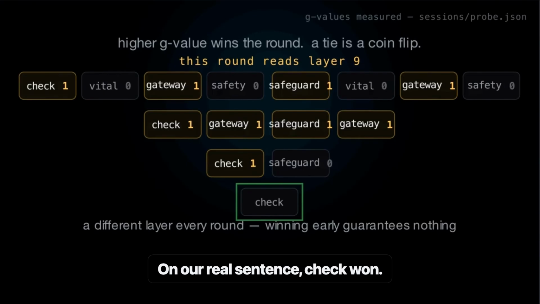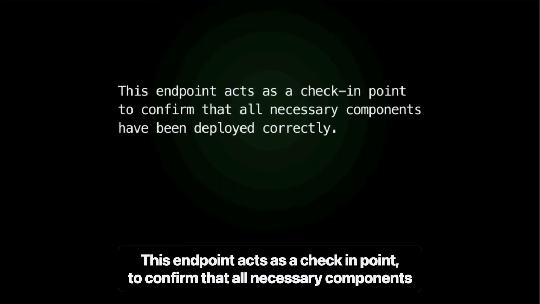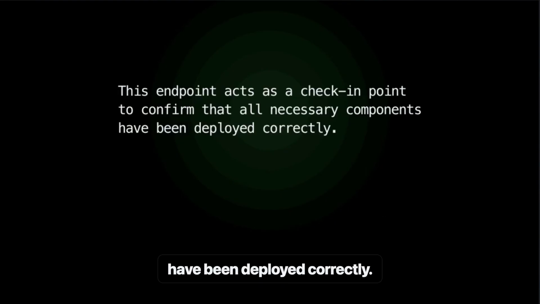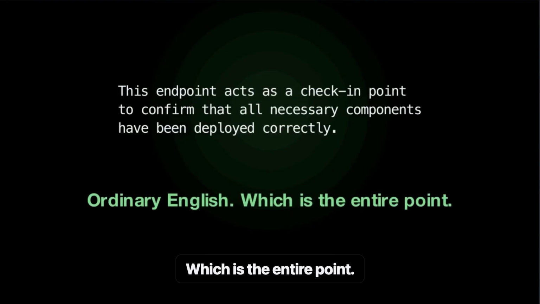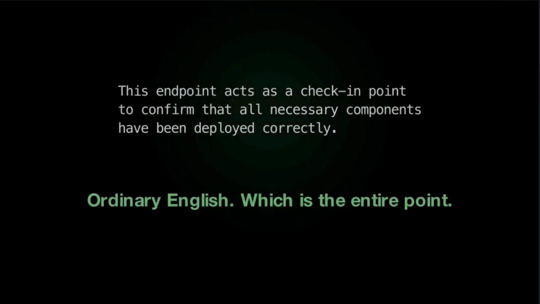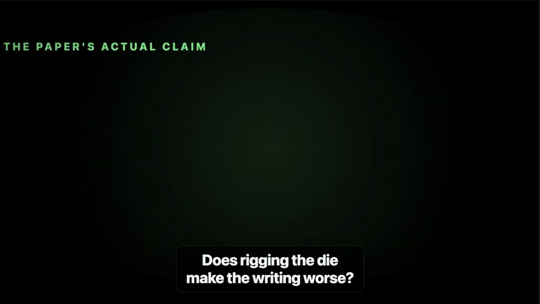On our real sentence, check 1: "this endpoint acts as a check-in point to confirm that all necessary components have been deployed correctly." Ordinary English, which is the entire point. Now the fair question: does rigging the die make the writing worse?